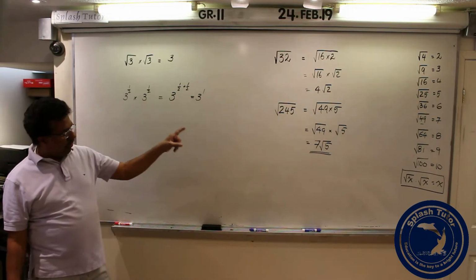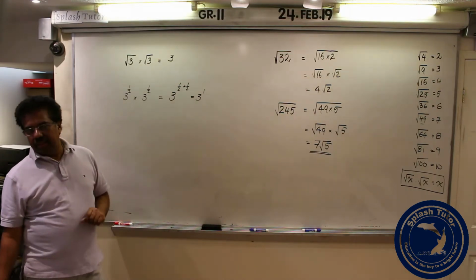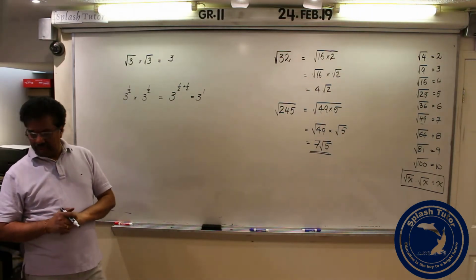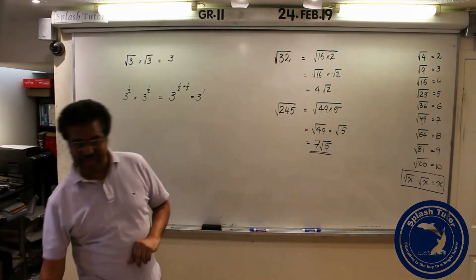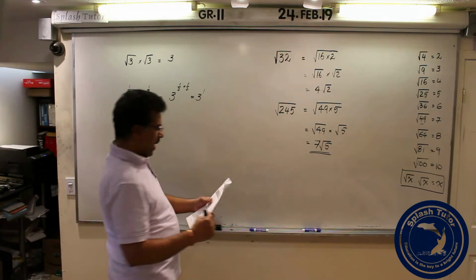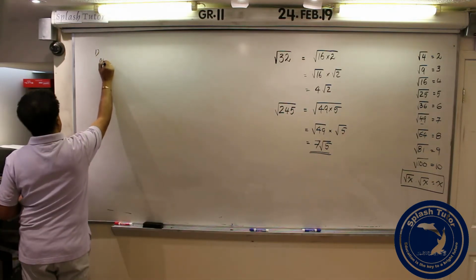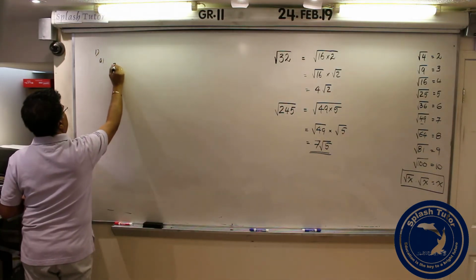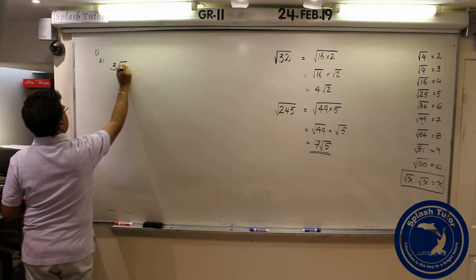You need to simplify from there to there. That is your task on this section. That first radical expression. Okay, let's try question number 1a. 1a, 3 root 12.